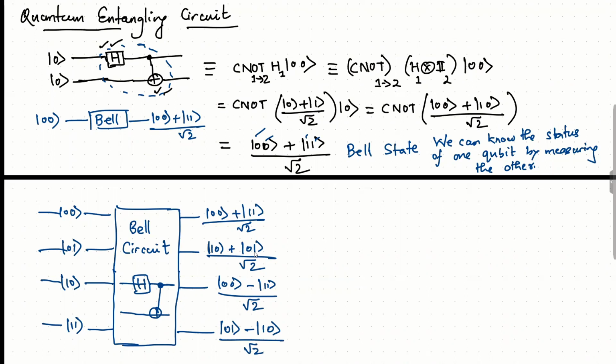So we saw that we can create different Bell states. So these are the different Bell states: 0, 0 plus 1, 1 by root 2, 1, 0 plus 0, 1 by root 2, 0, 0 minus 1, 1 by root 2, and 0, 1 minus 1, 0 by root 2. So these are the four Bell states.